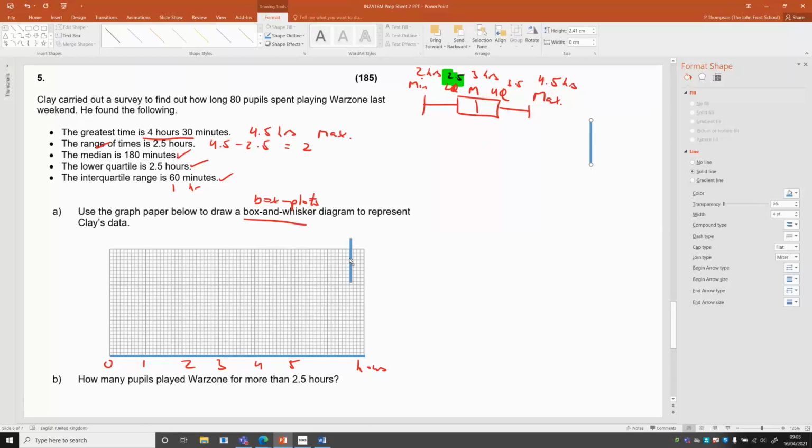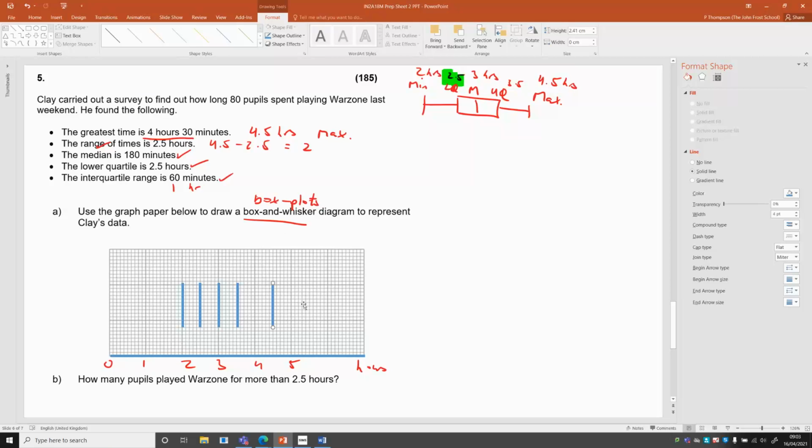So the minimum was, let me get a couple, 1, 2, 3. Okay, so the minimum is 2 hours. So that goes here. The lower quartile is 2.5 hours, which on my scale roughly is there. The median is 3 hours. The upper quartile was 3.5 hours. And the maximum is 4.5 hours, which is here.